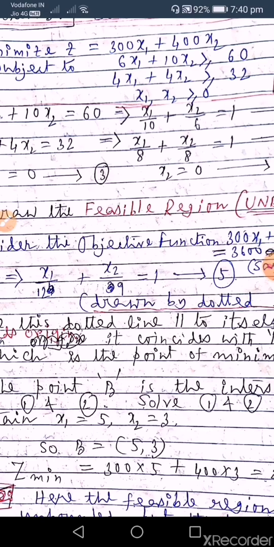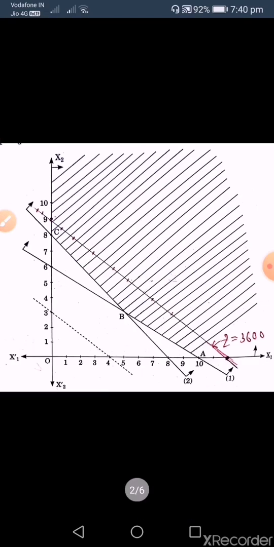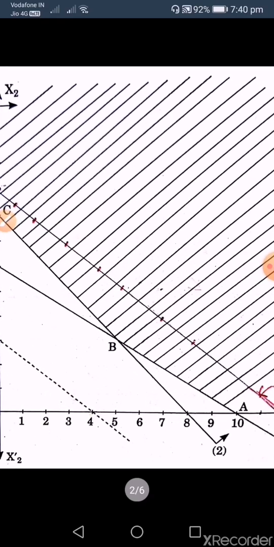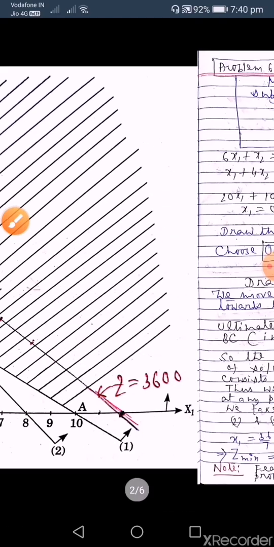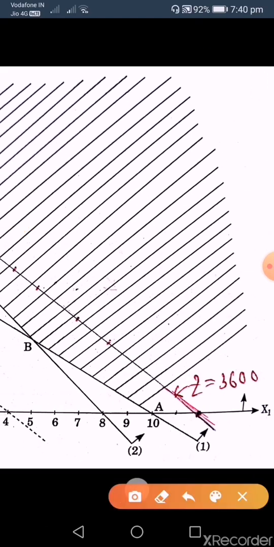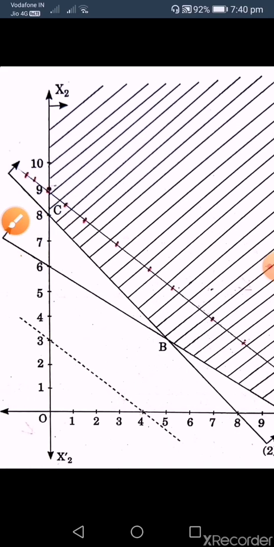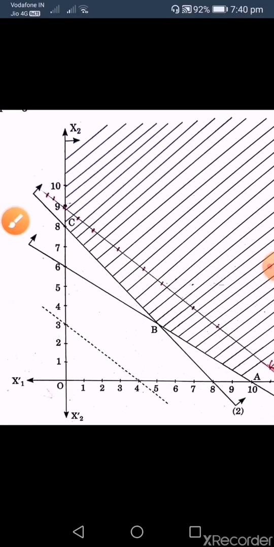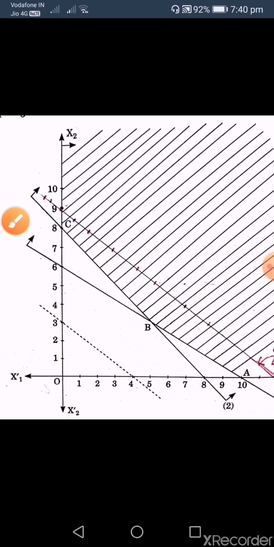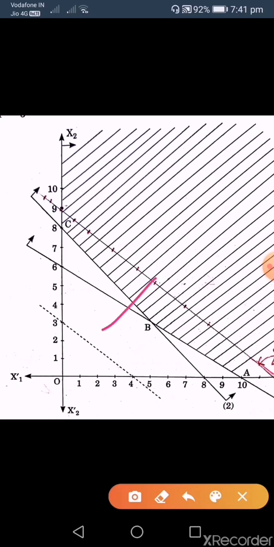So it passes through (12, 0), (0, 9). You see, this is the dotted line. This dotted line is passing through the point (12, 0). This is (12, 0) and this is (0, 9). As this is a minimization problem, we move this line towards origin and ultimately it will merge with the point B.